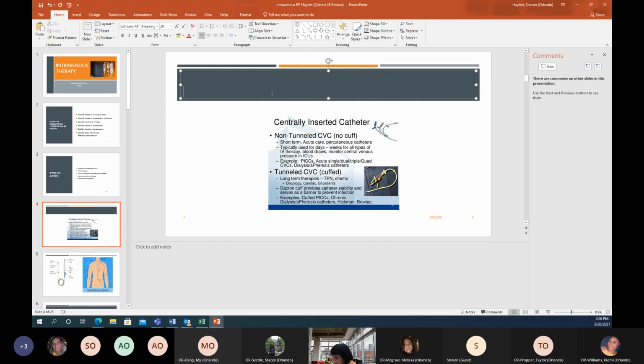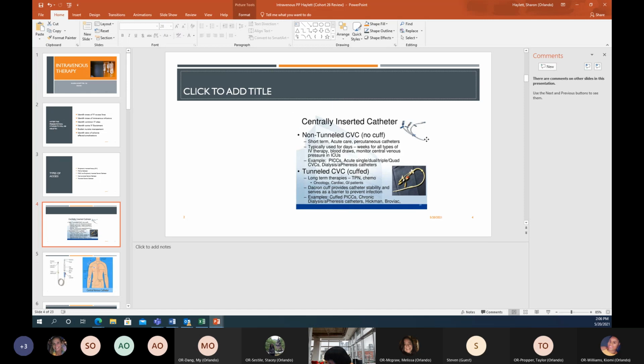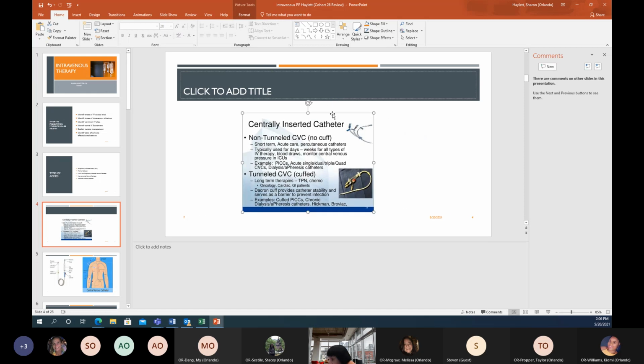I didn't add any title here. Centrally inserted catheters: you'll see some of them are non-tunneled. Let me make it a little bigger so you can see it. Here you can see a centrally inserted catheter. You have non-tunneled and you have the tunneled one. The non-tunneled is for short-term care, typically used for several days. It's really easy to use. However, it's used for several days, and the reason why is because of infection.